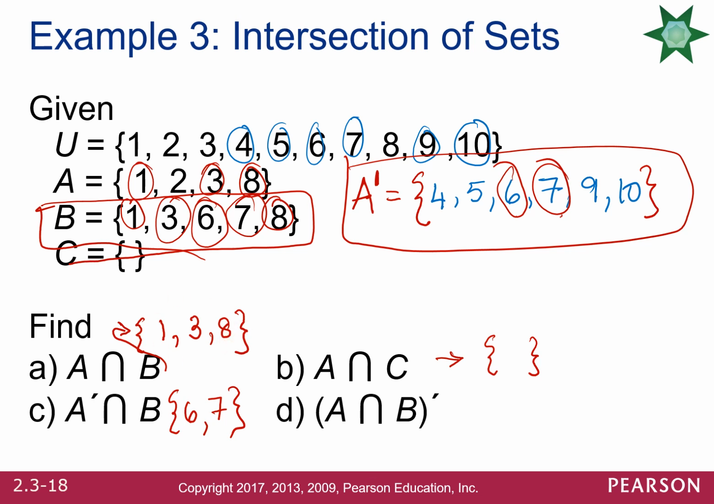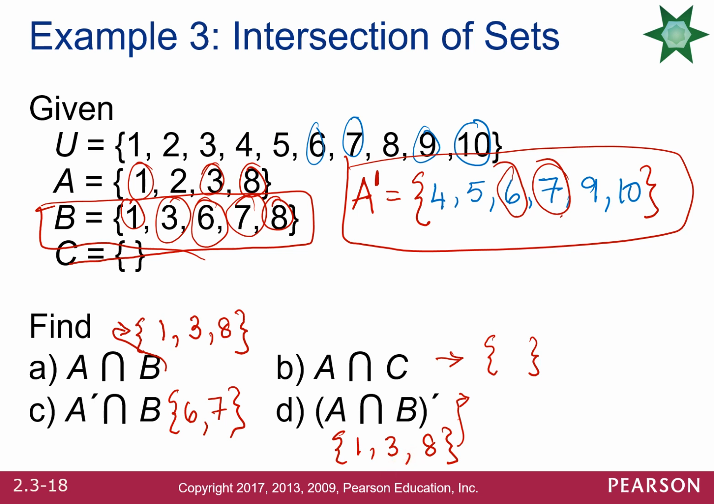So A intersection B is 1, 3, 8, right? Now we have to find its complement. All right, A intersection B, the complement. That means the values in the set of universe which do not belong to A intersection B set, this set. So 1, 3, and 8 are A intersection B elements, so we have to leave out those values here.